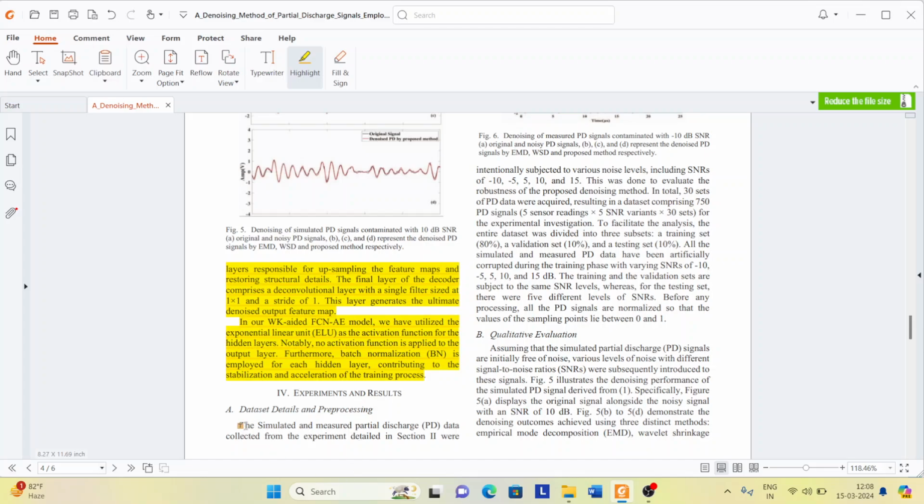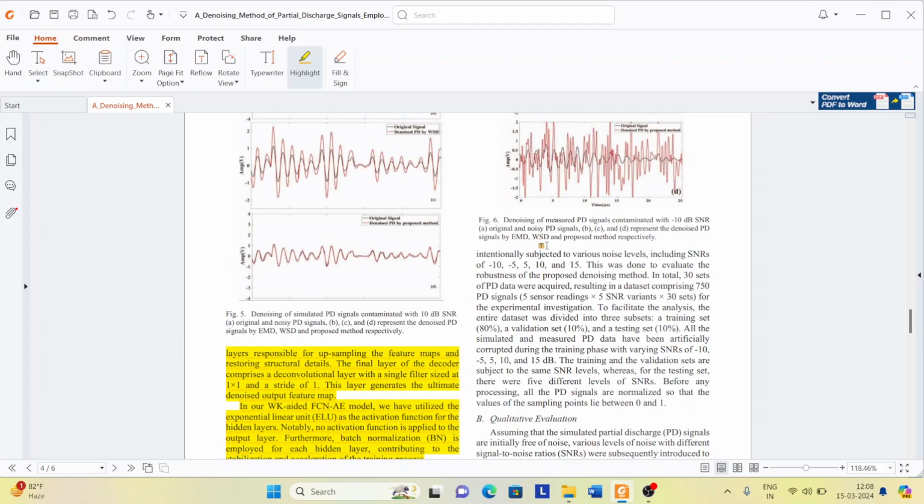Next, the details and the experimental results. So this is the results, data set explanation and preprocessing. The simulated partial discharge and the measured partial discharge signals are collected from the experiments that I told you about in section 2, and intentionally subjected to various noise levels, including SNR of -5, -10, 5, 10, and 15.